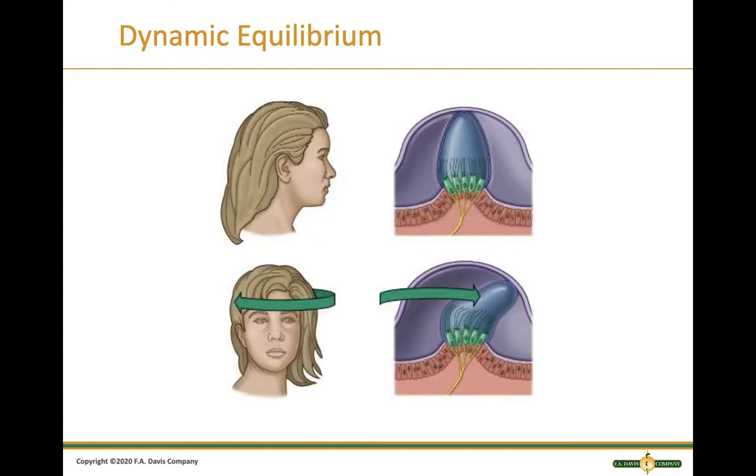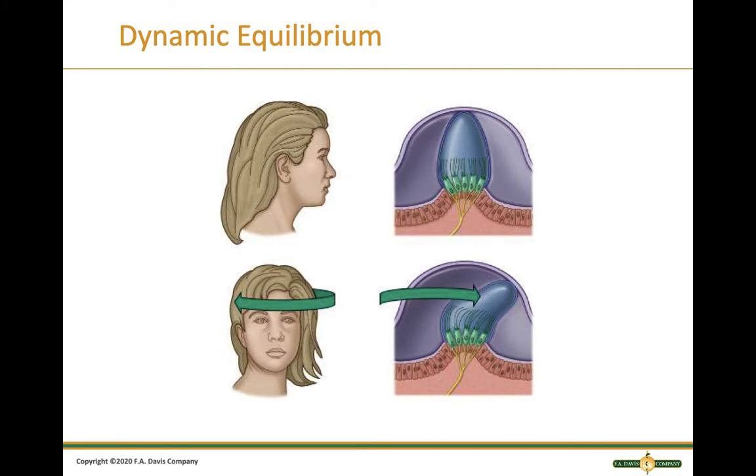And as we rotate, for example, as you turn your head, the fluid inside the semicircular canal is going to move, and that's going to move this cupula, and it bends those hair cells right there. And as those hair cells bend, then they send signals to our brain to let us know our head is turning.